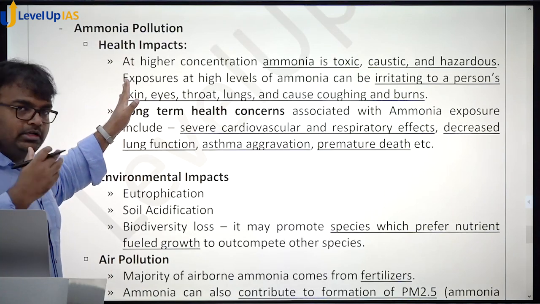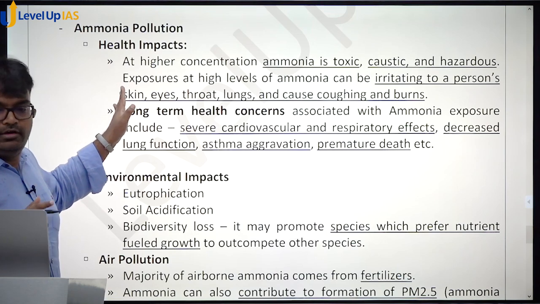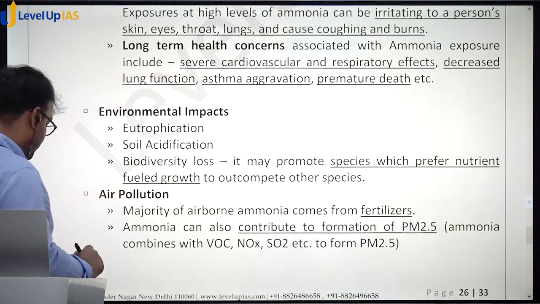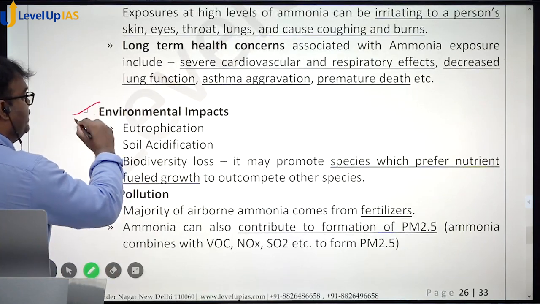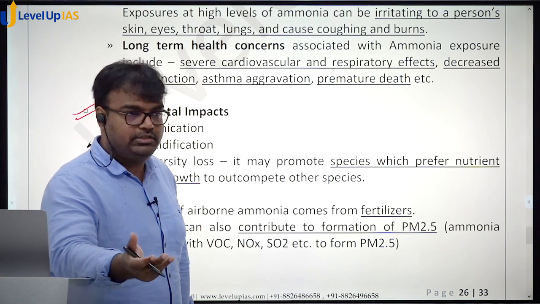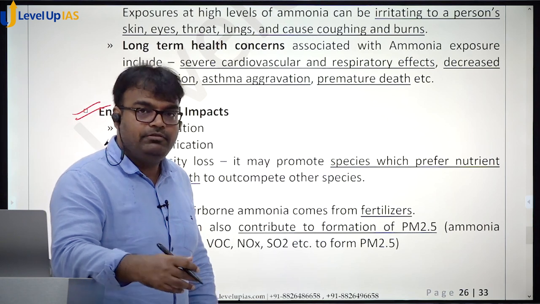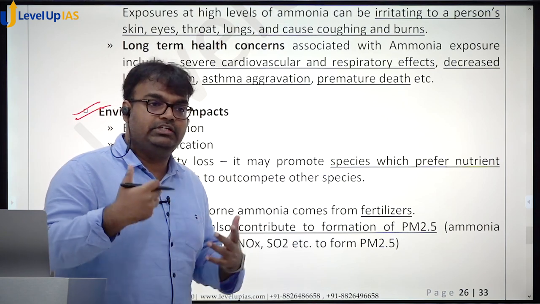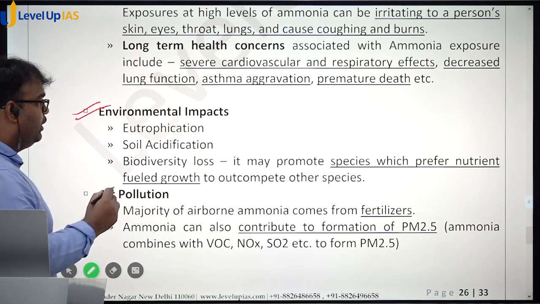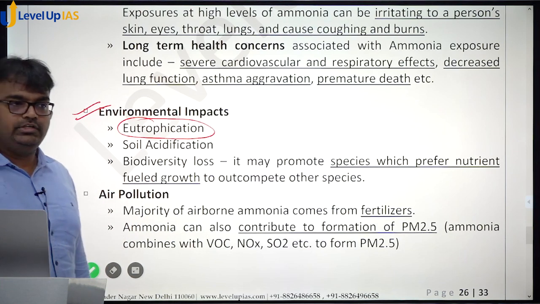You can understand that a large quantity or a larger percentage of ammonia in air would be harmful for us. Second is environmental impact. Now, aise samjho, ammonia or ammonium nitrate, which is a product made from ammonia, is a fertilizer. But when it is available in large quantity and gets into our water bodies, it provides the nutrients which are required for eutrophication. Yesterday we had understood eutrophication.